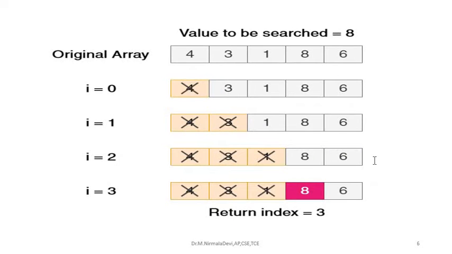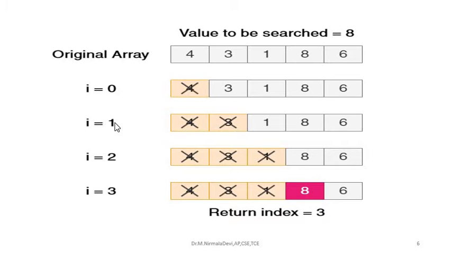Let's see an example. The original array contains 5 elements: 4, 3, 1, 8, 6, from position 0 to 4. In the 0th iteration, the element to be searched is 8. It is compared with the 0th positional value, that is 4. Both are not matched. The matching is not found here.